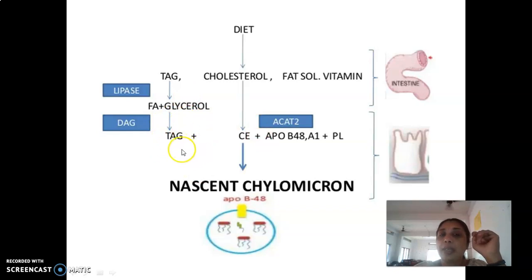Right? So the TG will be resynthesized within the enterocytes and will be packed into the chylomicrons. This is known as the nascent chylomicron. That is, the nascent chylomicron will be occupied with mainly TG, followed by cholesterol. Cholesterol is not the free cholesterol; it is in the form of cholesterol esters.